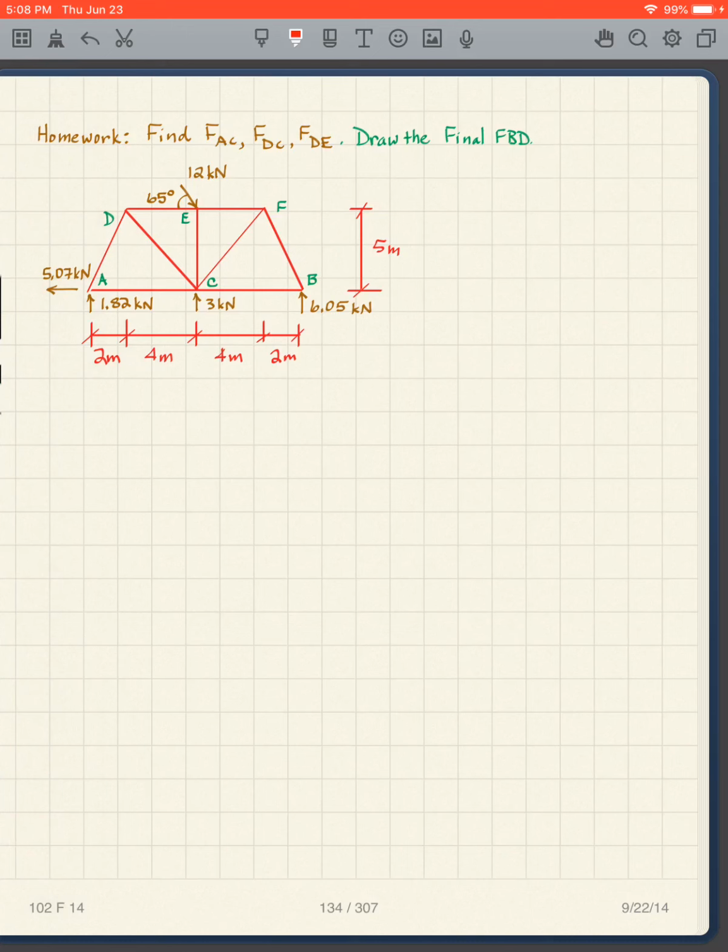Okay, here's another one. Homework, find FAC, FDC, FDE. So where are we looking at? FAC is this one. FDC is this one. FDE is this one. So I think you can come up with a free body diagram you can use to find those. Pause the video, go ahead and do it. I've given you the reactions, so you don't have to find the reactions for this.